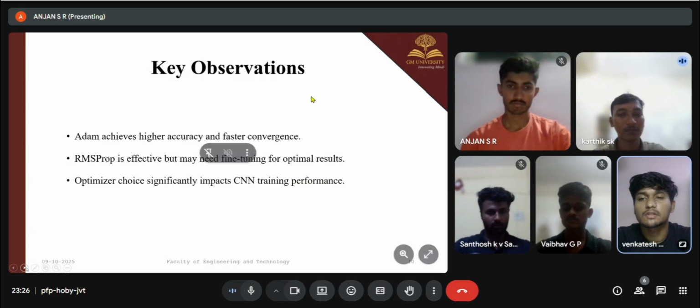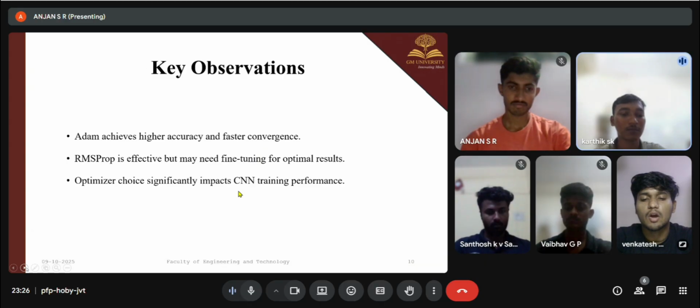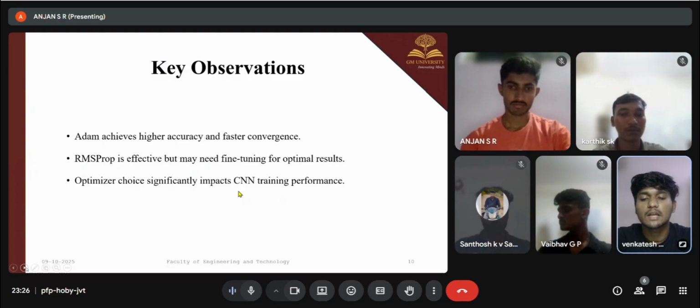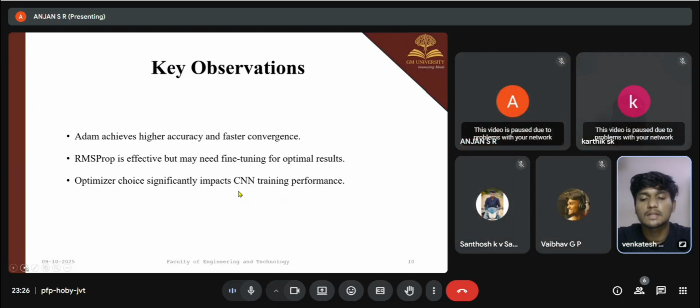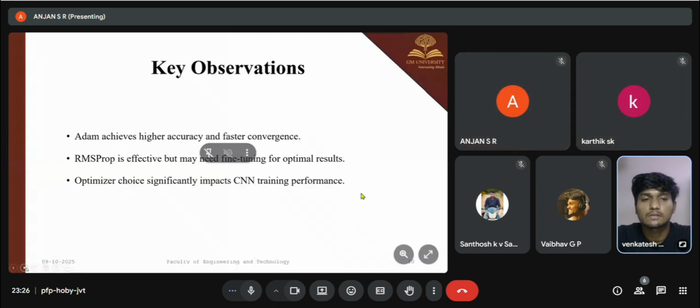Here are the key observations. Adam achieves higher accuracy and faster convergence, making it a popular choice. RMSprop is effective, but may require fine tuning for optimal results. Optimizer choice significantly impacts CNN training performance, emphasizing the importance of selecting the right optimizer for your specific problem. Next is continued by Santosh.